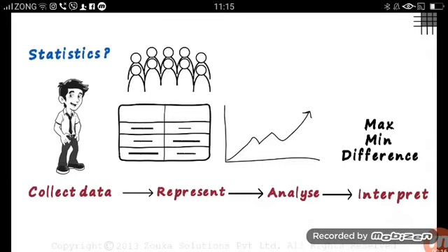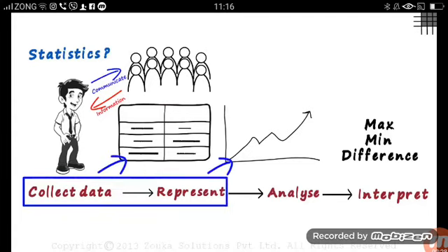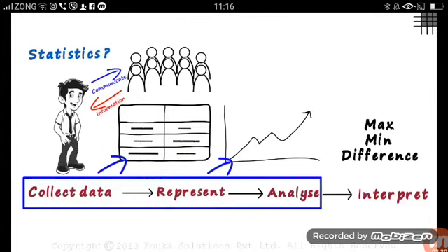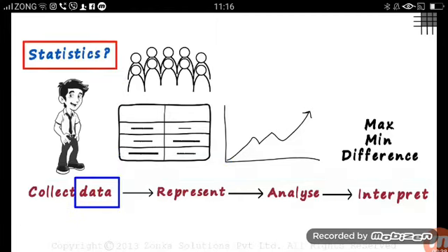Let's review it. Zen wants to know something about a group of people. He communicates with them and gets raw data. To make it easier to understand, Zen organizes the data and represents it well. Then he analyzes the data and finally he makes his interpretations. That's what statistics is all about. It's all about data.